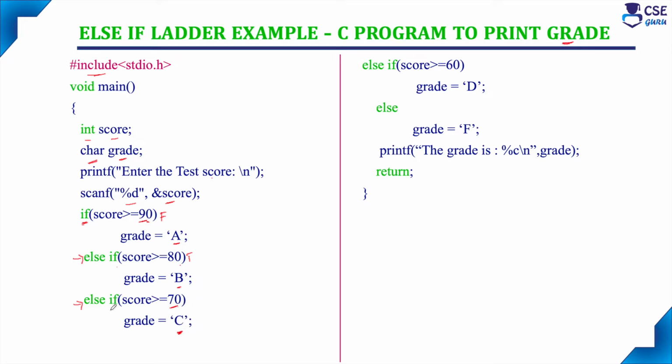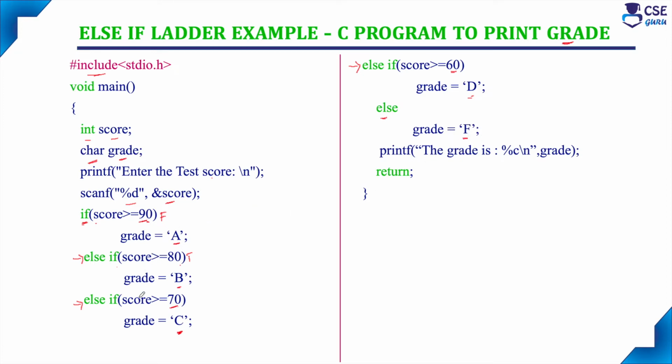Suppose if this condition also fails means control will transfer to next else if part, and there it will check whether score value is greater than or equal to 60. Suppose if it is greater than or equal to 60 means grade we will assign it as D. Suppose if all these conditions fail, that is if condition and all the else if conditions fail means by default it will go to else part and assign grade value is F.